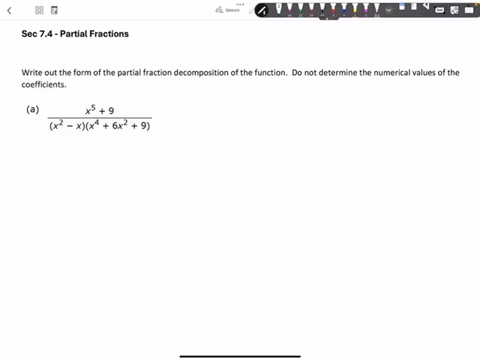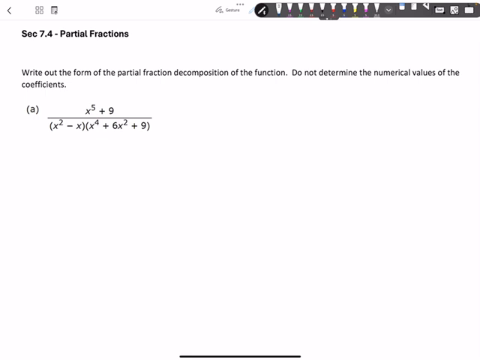Hey there, we're looking at some of the homework problems in this section on partial fractions. The first problem wants us to write out the form of the partial fraction decomposition of the following function. We have x to the power 5 plus 9 divided by x squared minus x times x to the power 4 plus 6x plus 9.